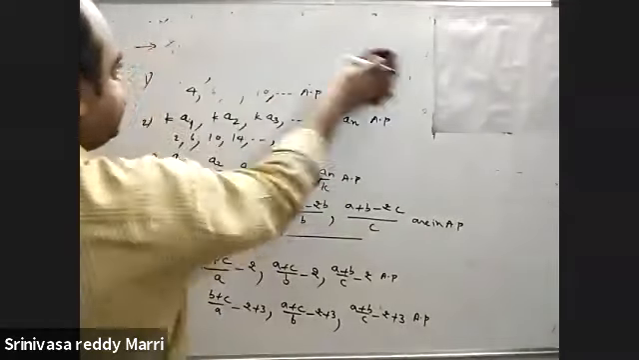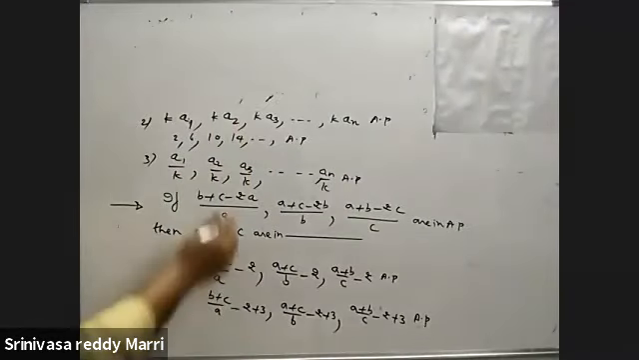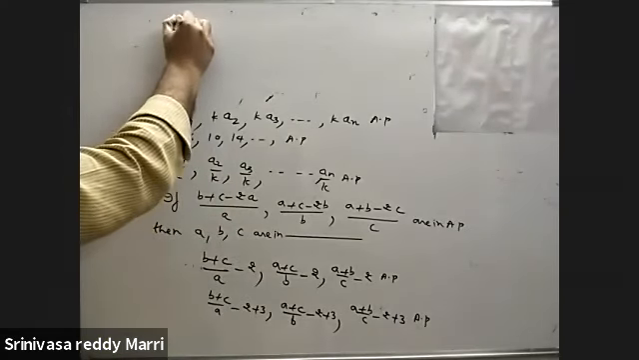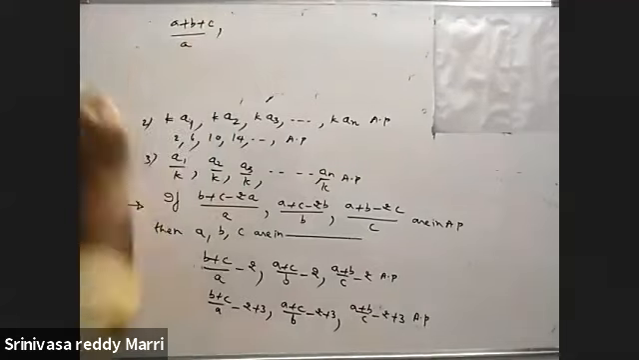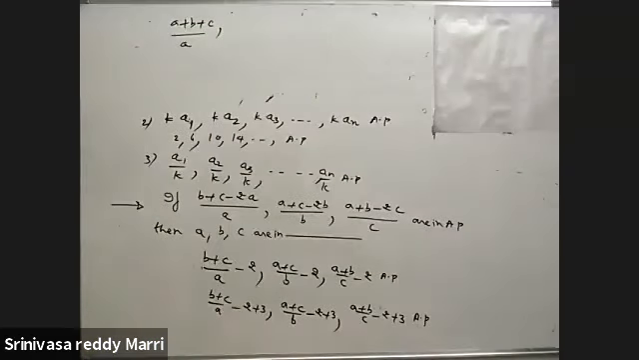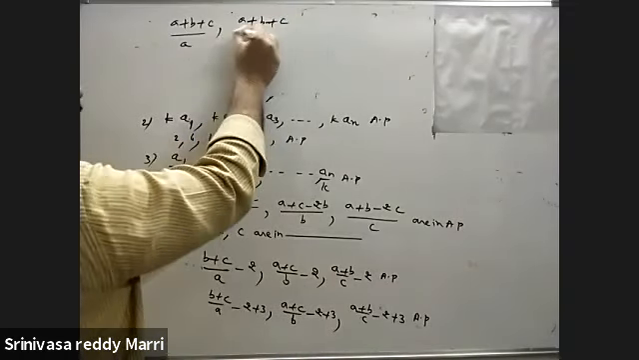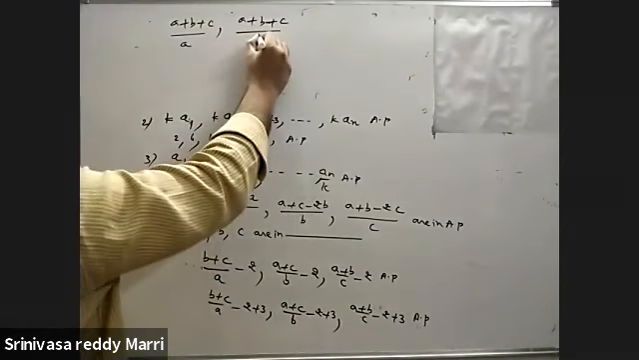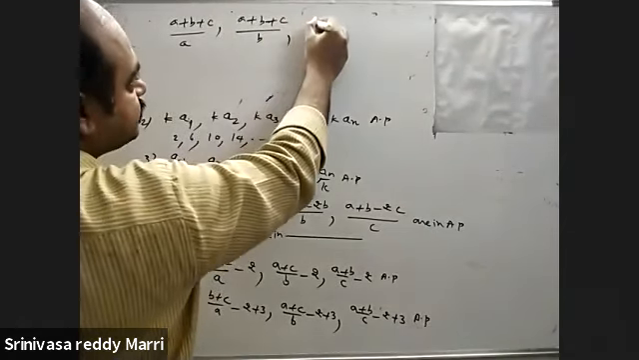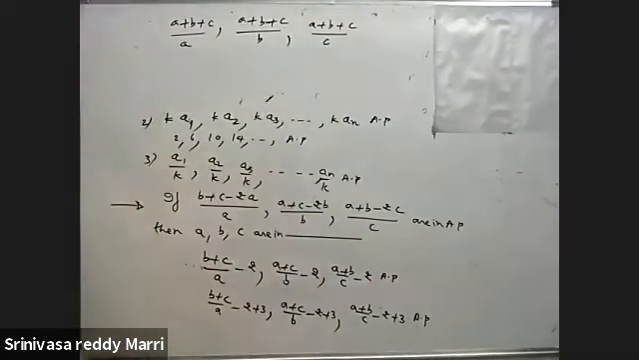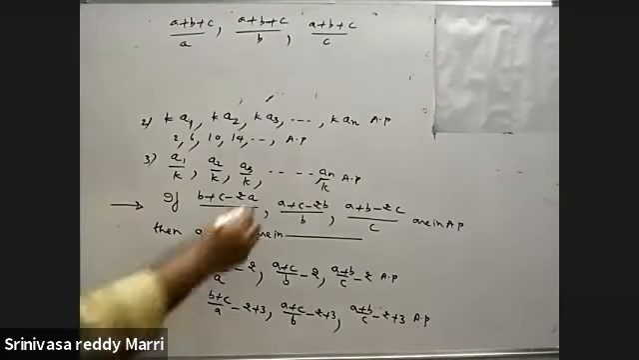Now if you take the LCM, you will get B plus C plus A, that is nothing but A plus B plus C. So if you take the LCM, you will get (A plus B plus C) divided by A, then (A plus B plus C) divided by B, and (A plus B plus C) divided by C. Now look, a common constant is there. Now these are in AP.